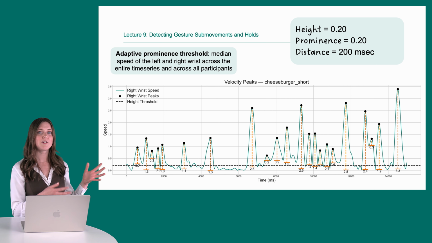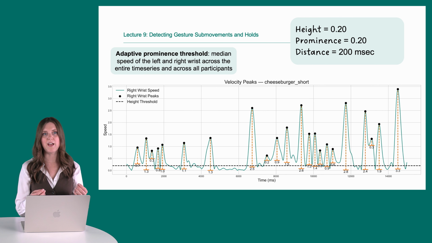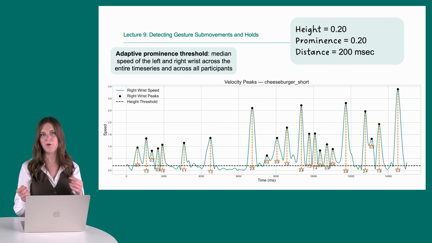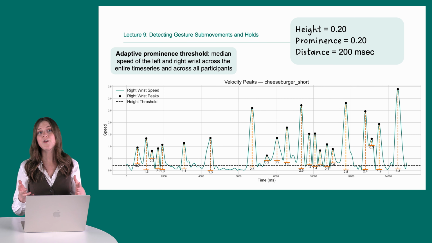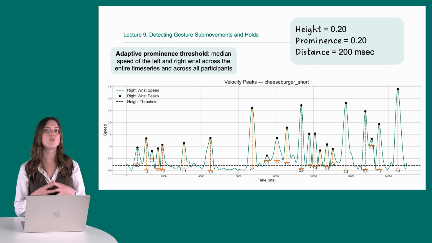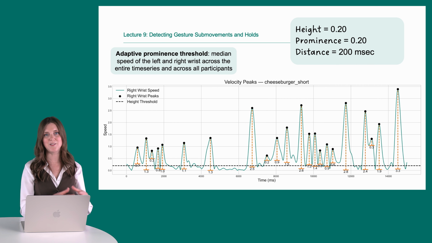This is the first 15 seconds of one of our videos. Using these thresholds, you can see the gesture submovement peaks that we identified. The orange vertical brackets indicate the prominence of each peak. Here you can see that we have some small peaks that just meet our prominence criteria. There are other smaller bumps that don't make the cut to be considered a gesture submovement. We apply the same thresholds to all participants in our dataset to facilitate comparison of the number of gesture submovements across participants.